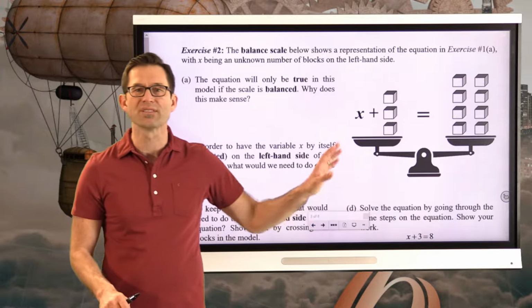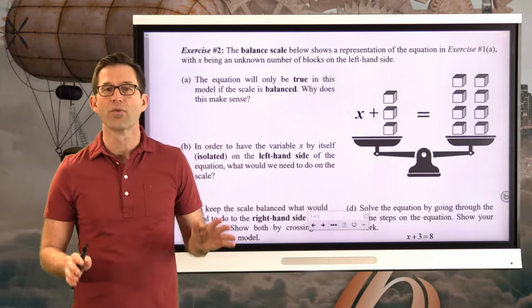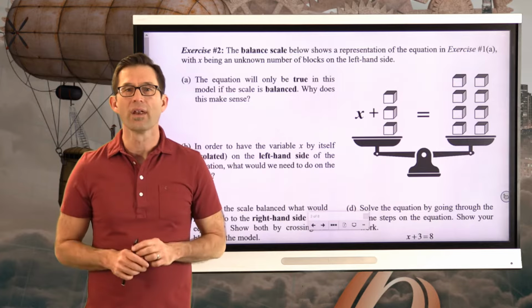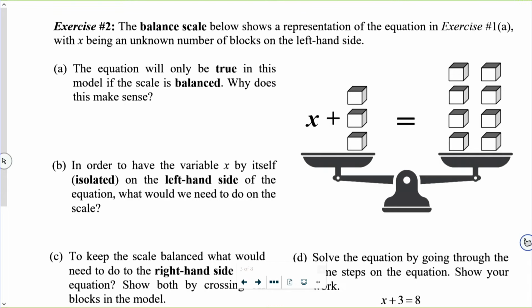I love using scales as an analogy for equations. So let's take a look at exercise 2. The balanced scale below shows a representation of the equation in exercise 1a, with x being an unknown number of blocks on the left-hand side. Letter A says the equation will only be true if the scale is balanced. Why does this make sense?